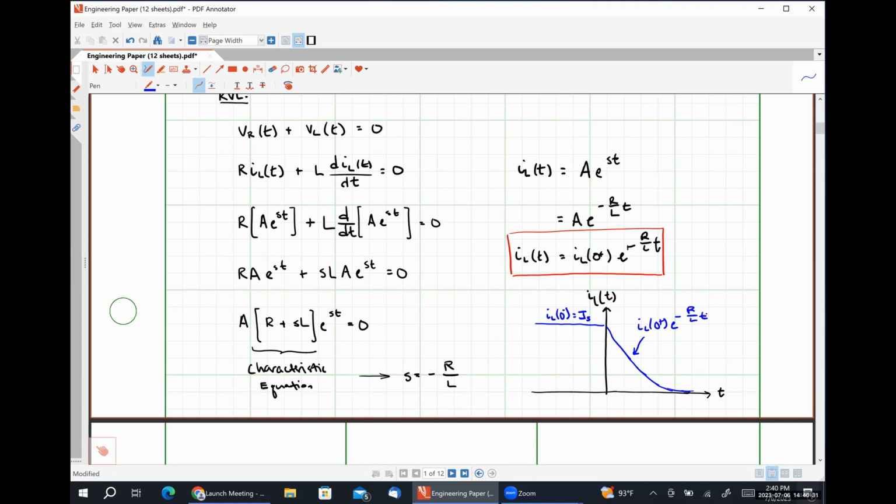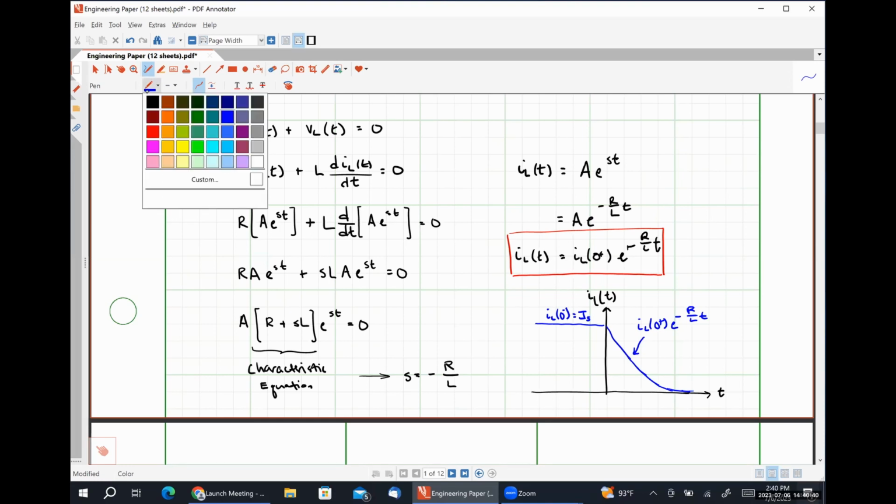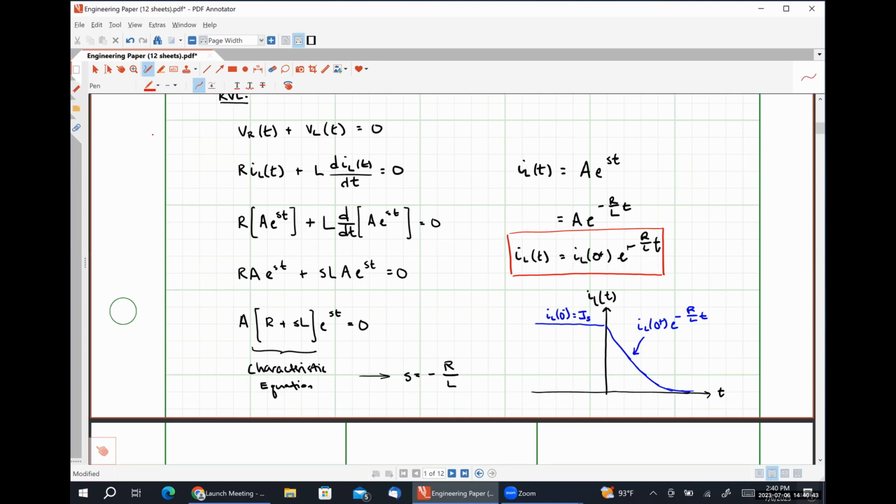So 100% correct that we have a piecewise function. Just for the sake of argument, I'm going to subdivide this graph up. Everything from here to here, so for all time less than zero minus, we have DC steady state. From here to here, we have what's called our transient condition.